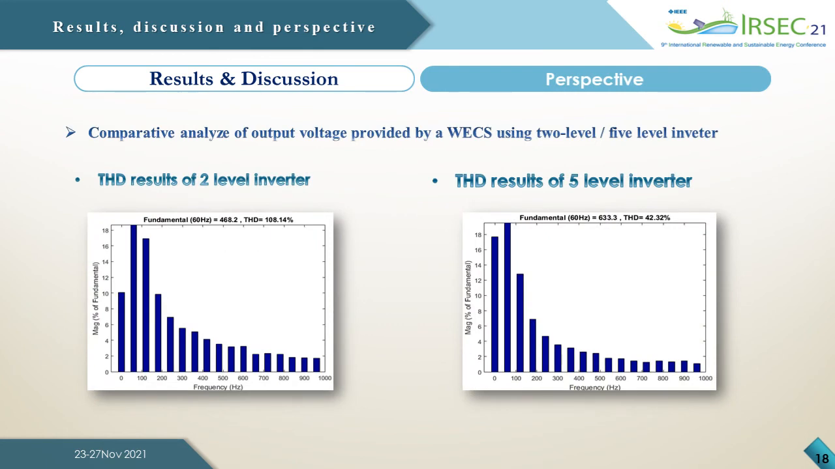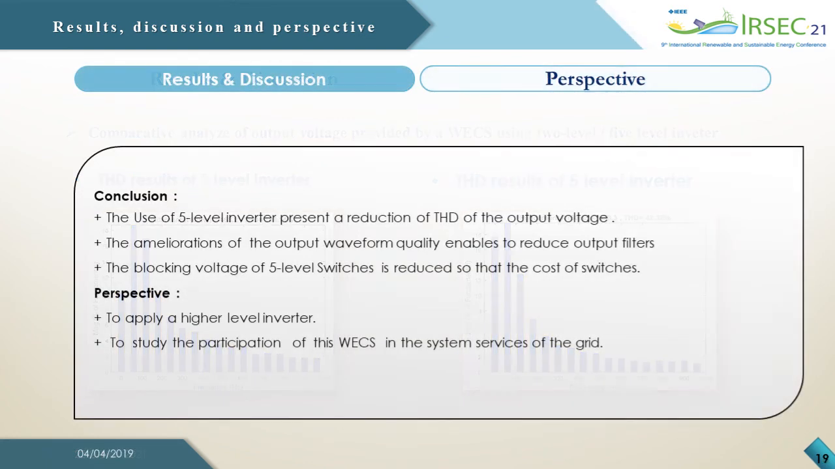And finally, we did a comparative analysis of output voltage provided by the wind energy conversion system using 2-level and 5-level inverter. So according to the FFT analysis, we can conclude that the THD factor was reduced by about 66%. To conclude, the use of 5-level inverter presents reduction of THD of the output voltage, and the amelioration of the output waveform quality enabled to reduce output filter, and the blocking voltage of the 5-level switches is reduced, so the cost of switches is reduced.